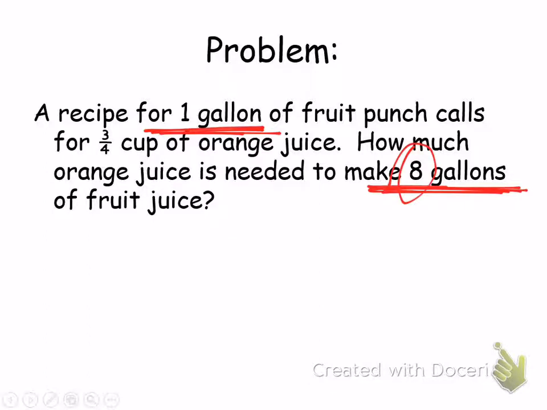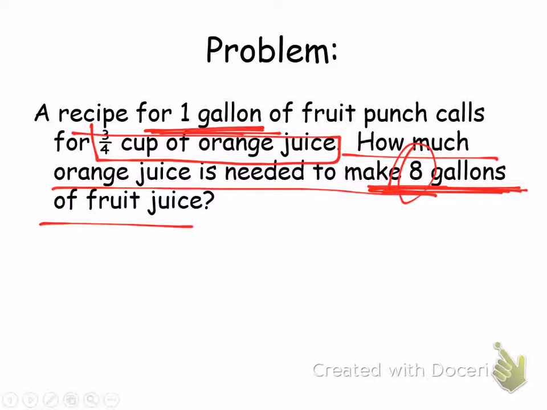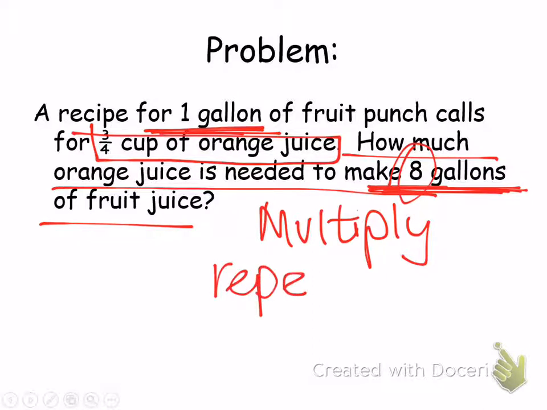So I need to know how much orange juice I use in order to make 1 gallon. It says that I will use 3/4 cup of orange juice. My question says how much orange juice is needed to make 8 gallons of fruit punch. Based on what I already know, I know that I'm going to have to multiply this. So I could use what I learned the other day and draw a model, or I could use repeated addition.